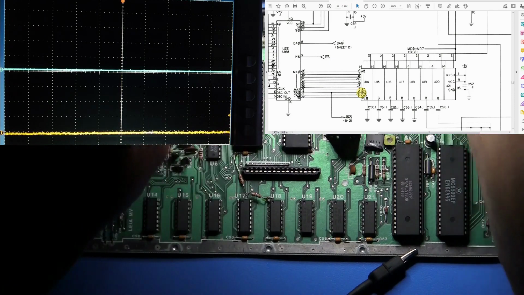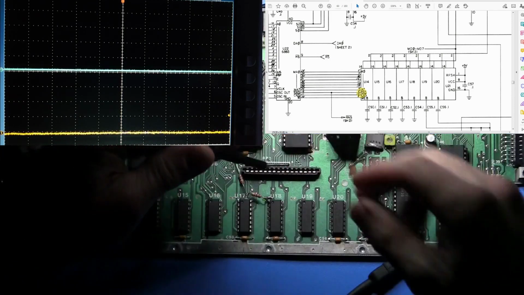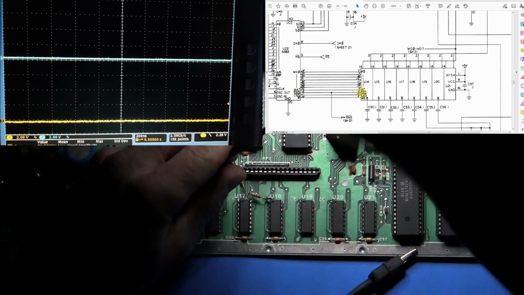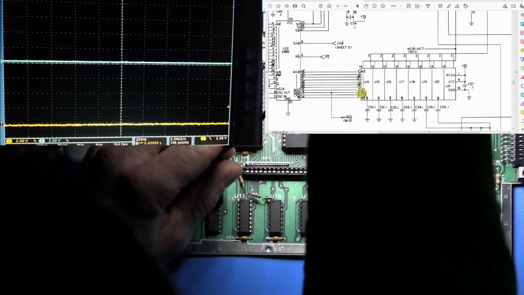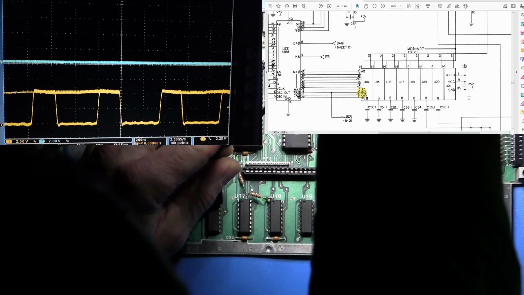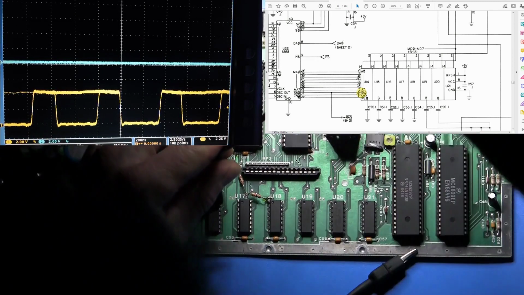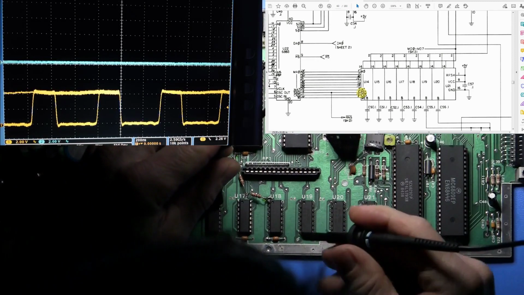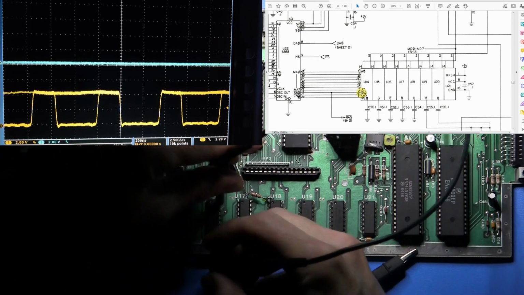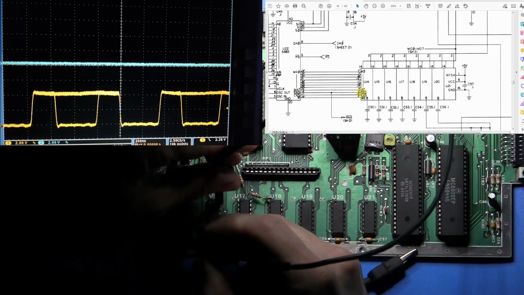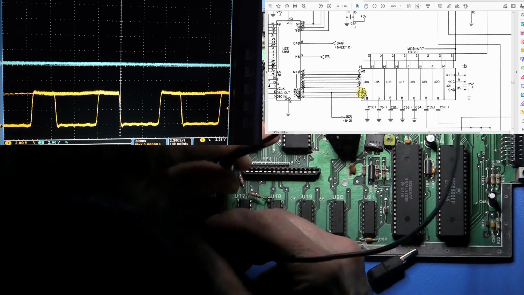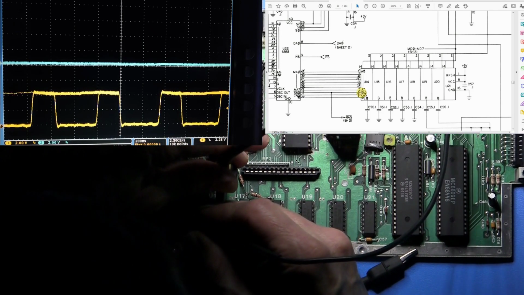So let's trigger on the column select pin 15 and trigger on it going low. So when 15 goes low, you'd like to see data emitted within 200 nanoseconds. I think this is 200 nanosecond RAM. You'd like to have data on pin 14 within 200 nanoseconds.